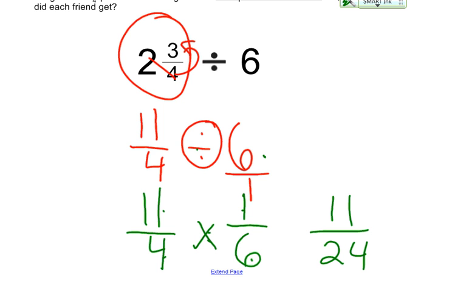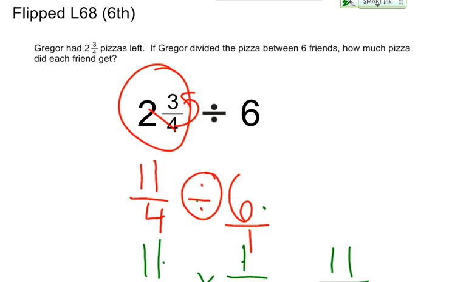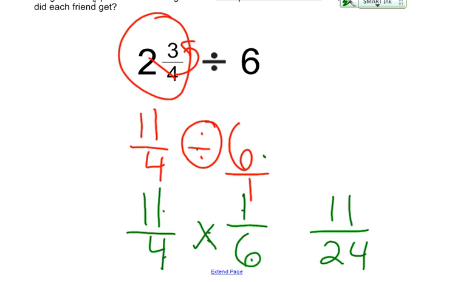And in the end, how much pizza is everyone going to get? They're going to get 11/24 of the pizza. Right? So 11/24 pizza. I'd hate to have to cut that pizza up into 11/24, but that's what they would get. That's what they would get.